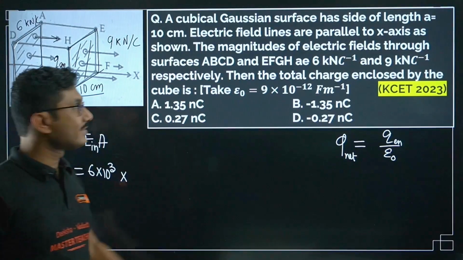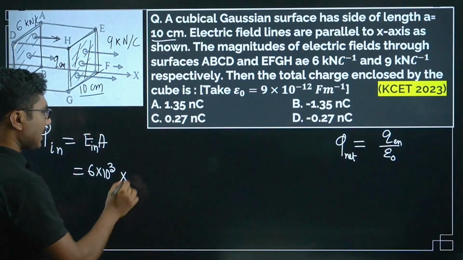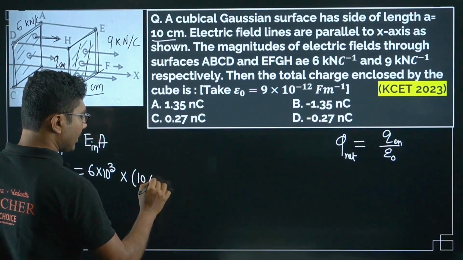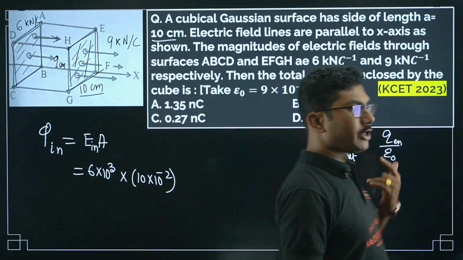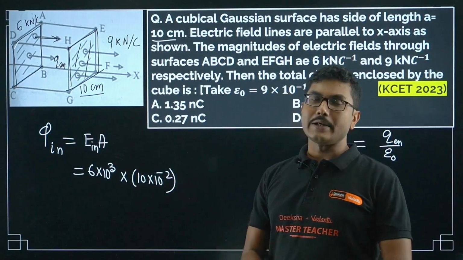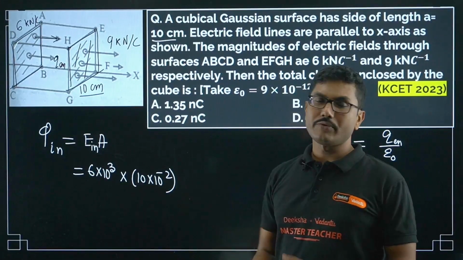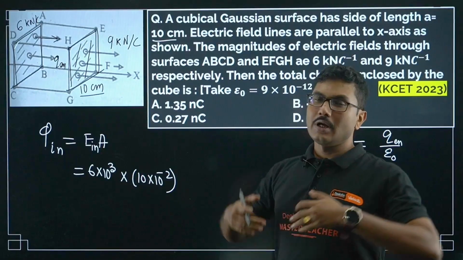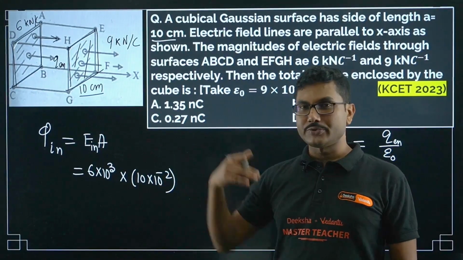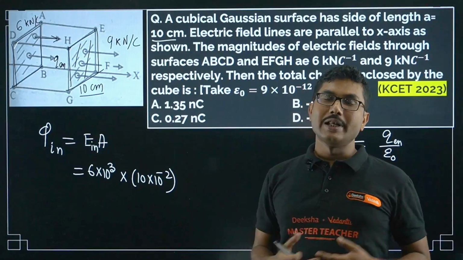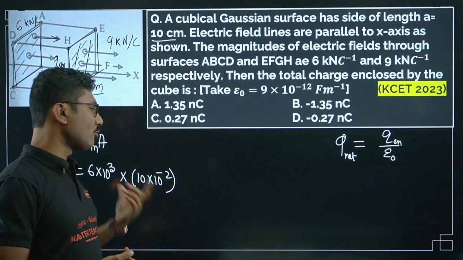The side is 10 centimeter, right? It is given as 10 centimeter. You have to understand that 10 centimeter means 10 into 10 to the power of minus 2. Whenever you are converting centimeter to meter, always multiply by 10 to the power of minus 2. It is easier this way to handle this kind of questions. Once you develop the skill of converting centimeter to meter and meter to centimeter, you will never make the small silly mistakes like other students do in the exams.